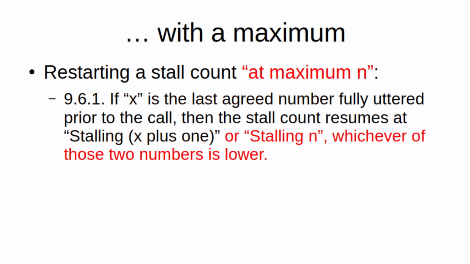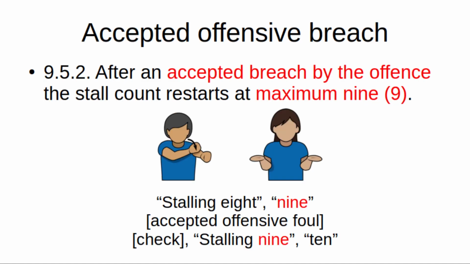When restarting the stall counts, many times the rules say that a maximum applies, depending on the situation. First situation, an accepted offensive breach. In this case, you restart the stall count with a maximum of 9. That makes sense because if the last number that you said was 9, then restarting without this would mean you would do the check and say stalling 10, which would be an immediate stall out, because as soon as you start saying 10, it's a stall out. So they say that it's maximum 9, so the maximum you could ever restart is 9.